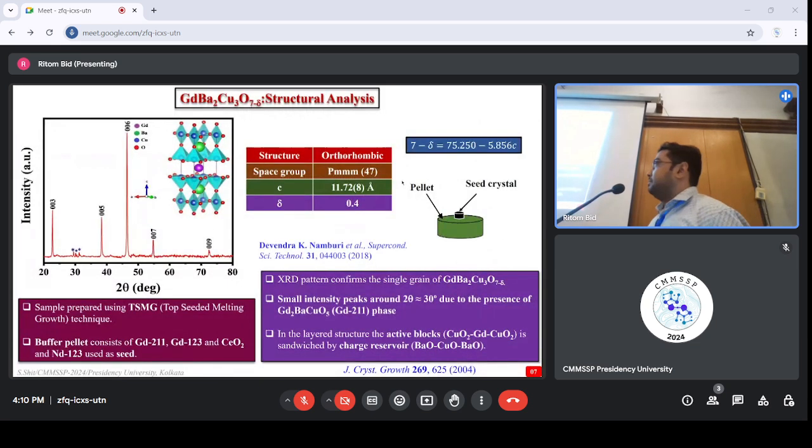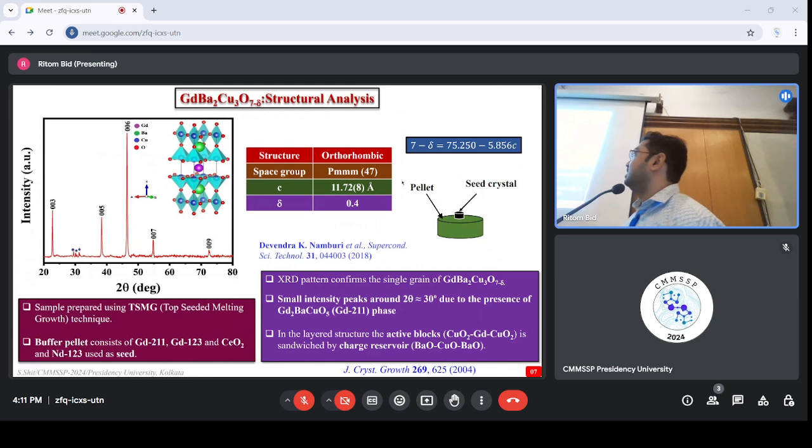So we have prepared the samples using the TSMG method to overcome the grain boundary problems. We have done the XRD analysis, and from the XRD it has been shown that the sample is highly oriented along the c-axis, and at 2 theta equals 30 degrees, some smaller peaks are there due to the presence of the Gd211 phase, which is present in the buffer pellet. We have also identified that the room temperature structure of my sample is orthorhombic, having space group Pmmm.